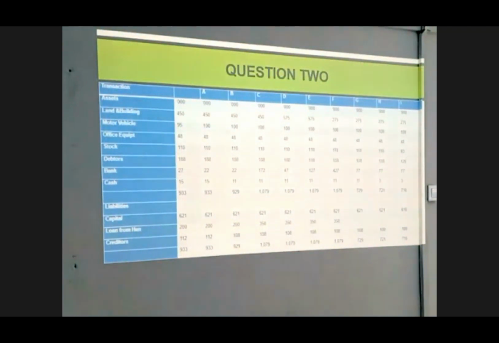Yes. What has changed? Our money in the bank has reduced. What about cash? Same. Capital? Same. Loan from Hen? Same. Creditors? Same. So the changes are the bank and also what? So how are you going to narrate this story? Now you give us a narration.